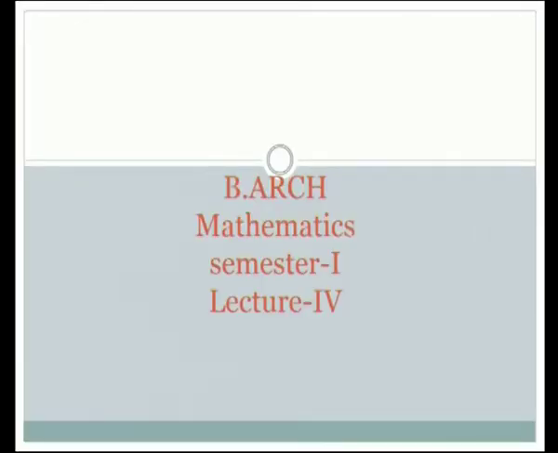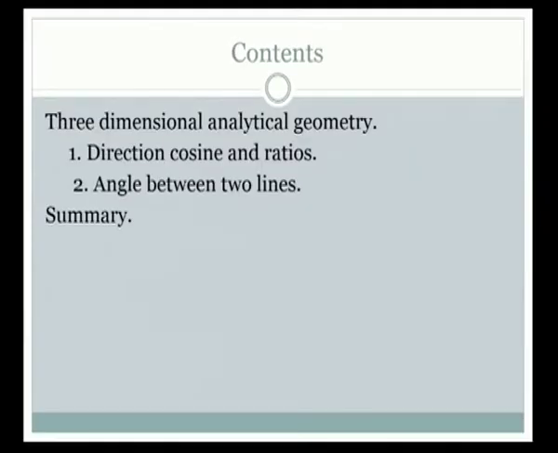Welcome to UGC lecture series B.Arch Semester 1 Mathematics Lecture 4. In this lecture, we are going to discuss three-dimensional analytical geometry. In that three-dimensional analytical geometry, direction cosines and ratios of a line, then angle between two lines. These two concepts we are going to discuss in this lecture.